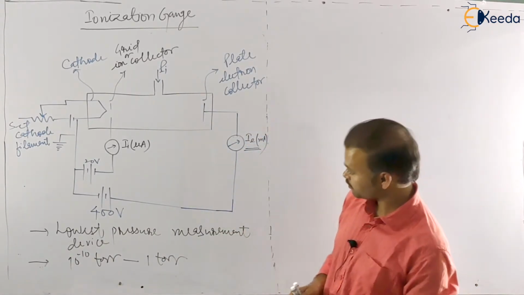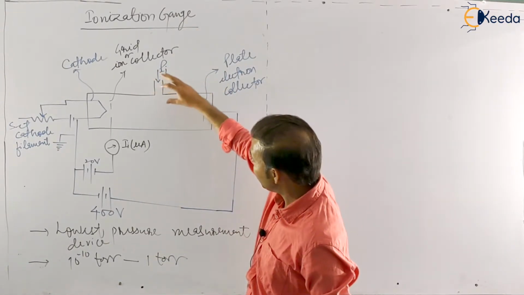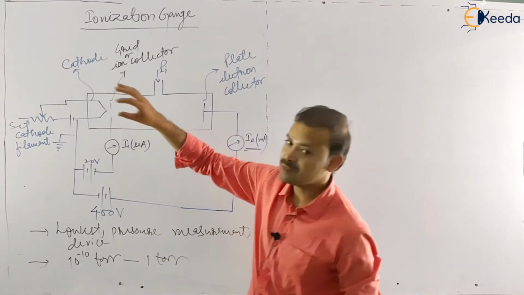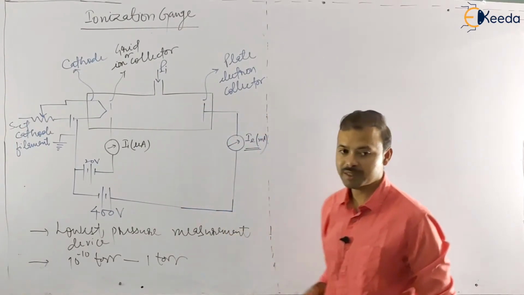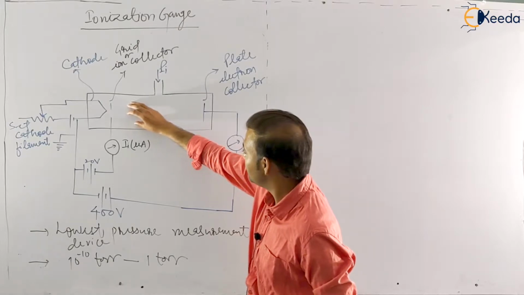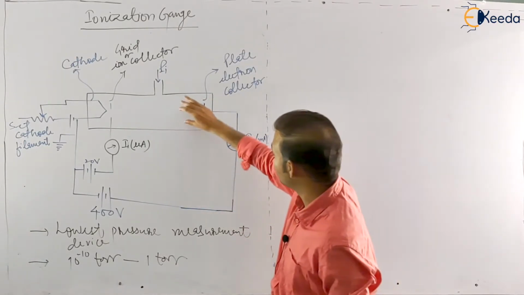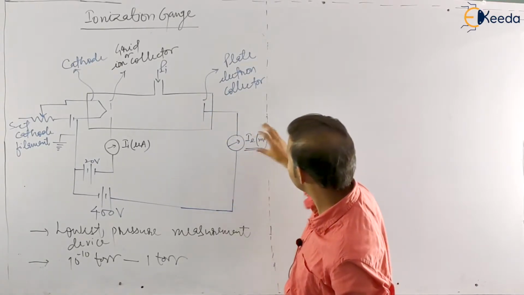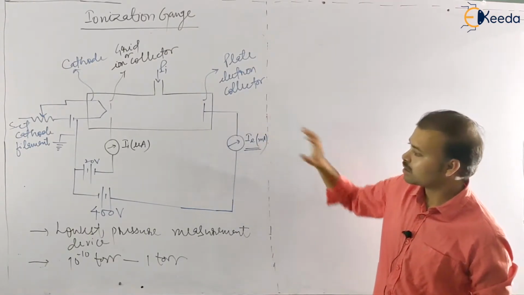Clear? Now, if molecules of the gas are ionized in this chamber, some positive ions and some negative ions will be generated. Negative ions, which are electrons, will be collected by this plate, and there will not be any significant change in the electron current.